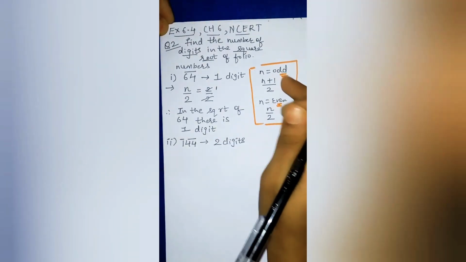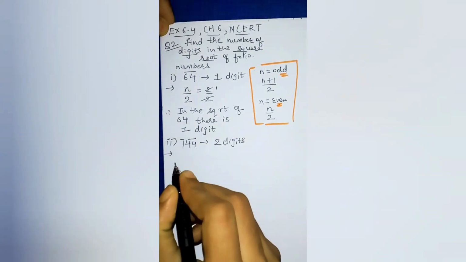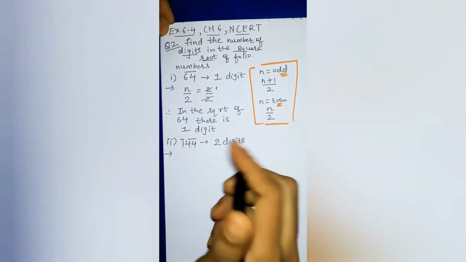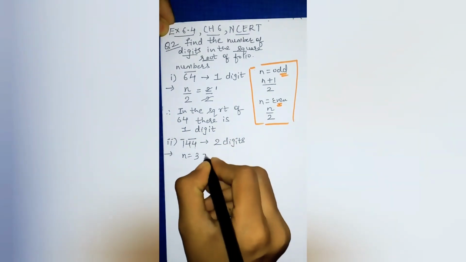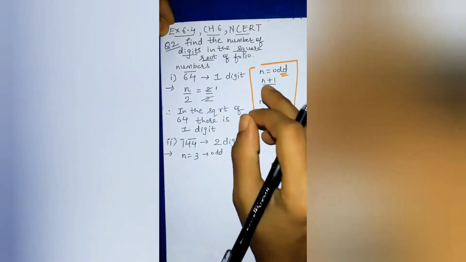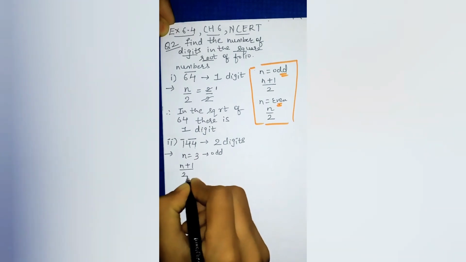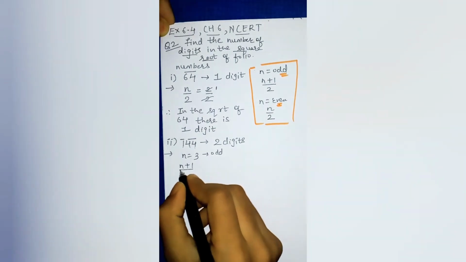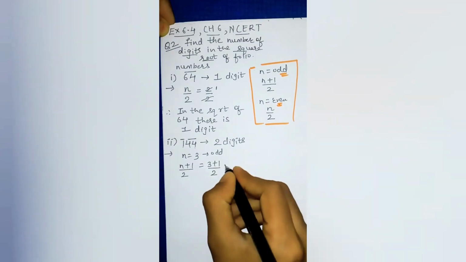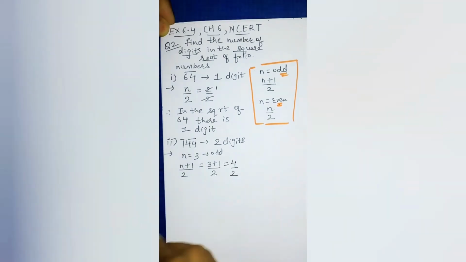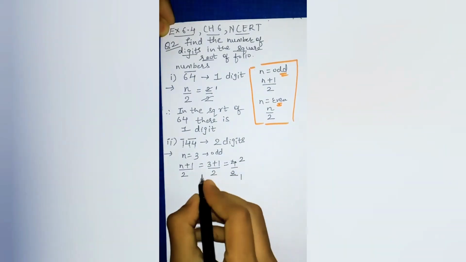Next method is this, odd and even. Here how many digits are there? 1, 2 and 3 digits. 3 means odd, so n equal to 3. The number of digits is 3 and that is odd, so we will use the formula for odd, which is (n plus 1) upon 2. What is n? n is 3. So 3 plus 1 upon 2 means 4 upon 2. Now do cancellation: 2 ones are 2 and 2 twos are 4. So again we are getting 2.